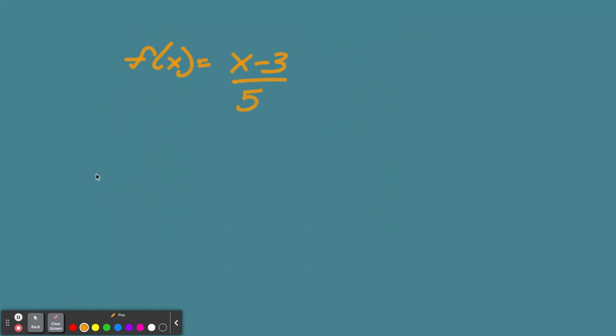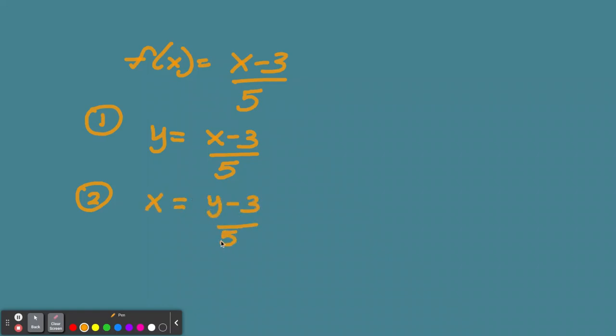Well, let's look at certain steps we should do. First step is to make f of x just y. Y equals (x minus 3) over 5. So that's step 1. Step 2 is to replace x and y, swap places. So now it's going to be x equals (y minus 3) over 5. Just follow the steps. And now we want to solve for y.